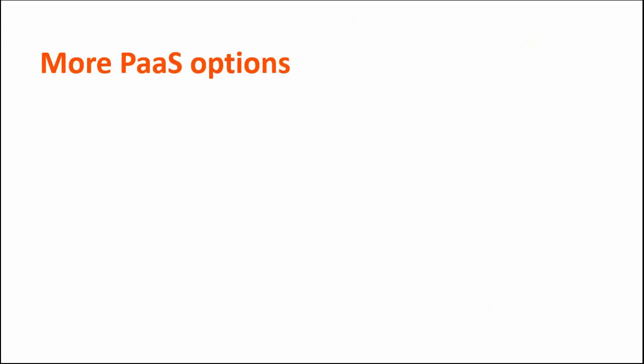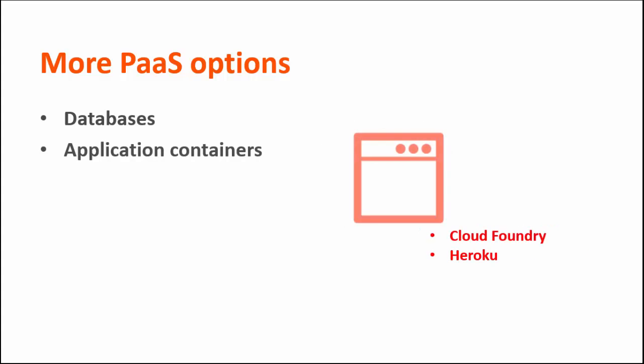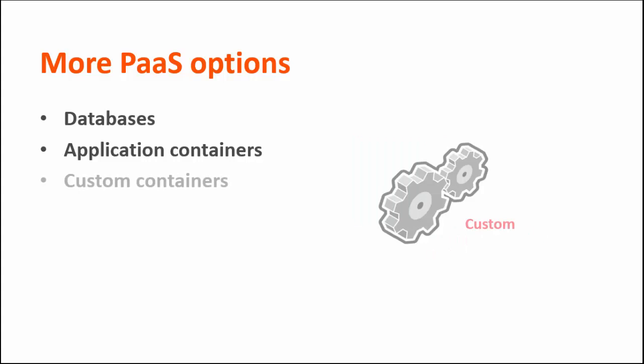In addition to setting up an on-premise platform-as-a-service environment with BMC database automation, you can now provision these public cloud PaaS platforms: databases such as Amazon RDS and Azure SQL Server, application containers, for example Cloud Foundry and Heroku, and custom containers.